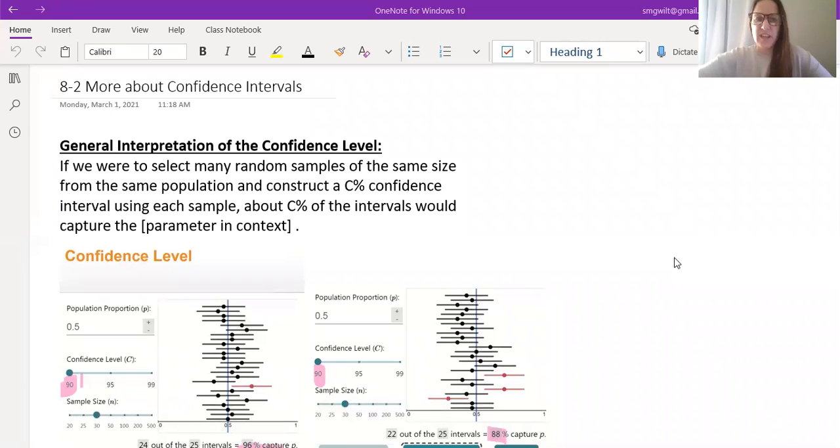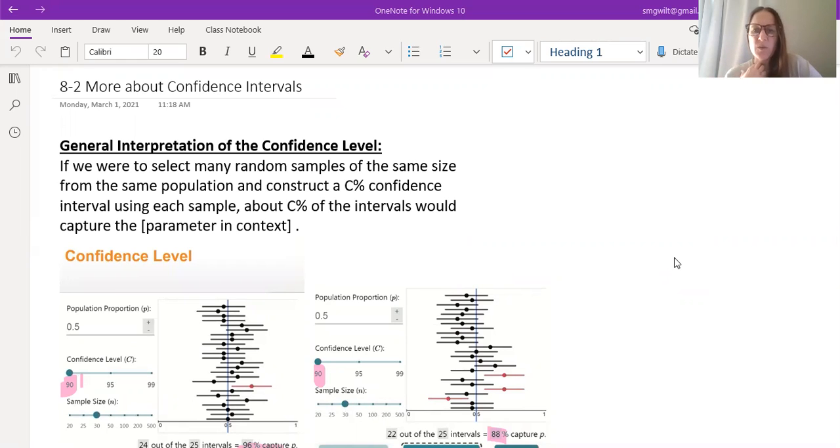In this video, I'm going to go over section 8.2, which is titled more about confidence intervals. This section was a lot more conceptual than calculatory. There is one kind of calculation that happens within it, and it's a little confusing, so hopefully this will help clear that up.